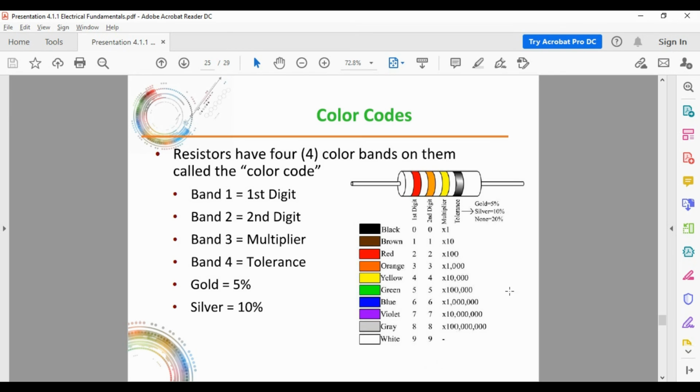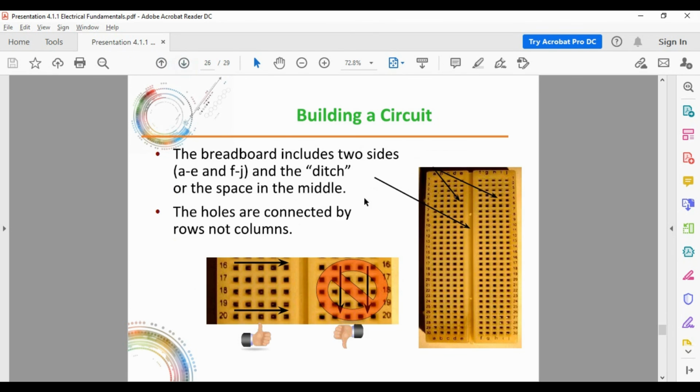Then you can just follow this chart here. They use colors to represent the numbers. In this case, you have a red and orange, so that's a 2 and a 3, so that's 23. And then the multiplier down this way: white would be no multiplication, so white would not be used at all. Black would just be multiplied by 1. But this is yellow, and yellow is 10,000. So it's 23 times 10,000, so that's 230K ohms.